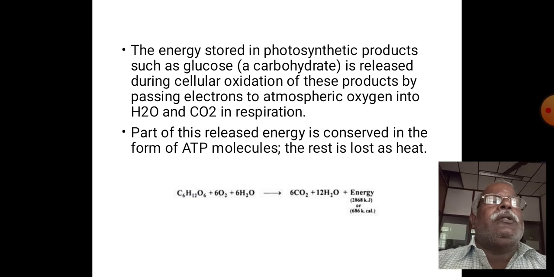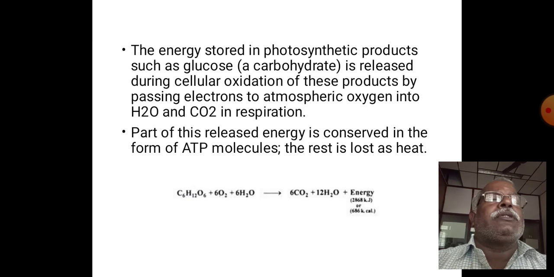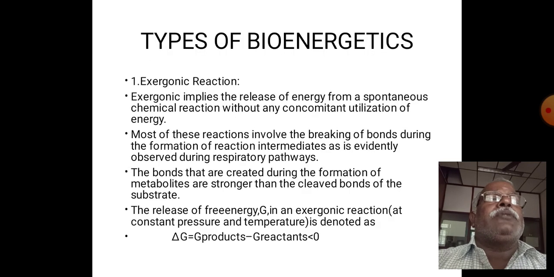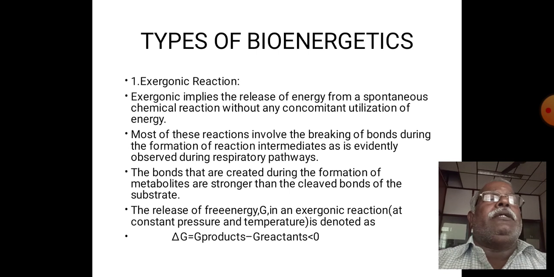The formula is C6H12O6 plus 6O2 gives 6CO2 plus 6H2O, and energy is obtained. The energy is in the form of kilocalories. Then, types of energetics: there are two reactions, one is the exergonic reaction and another one is the endergonic reaction. First, let us see the exergonic reaction. Exergonic reactions release energy in spontaneous chemical reactions.